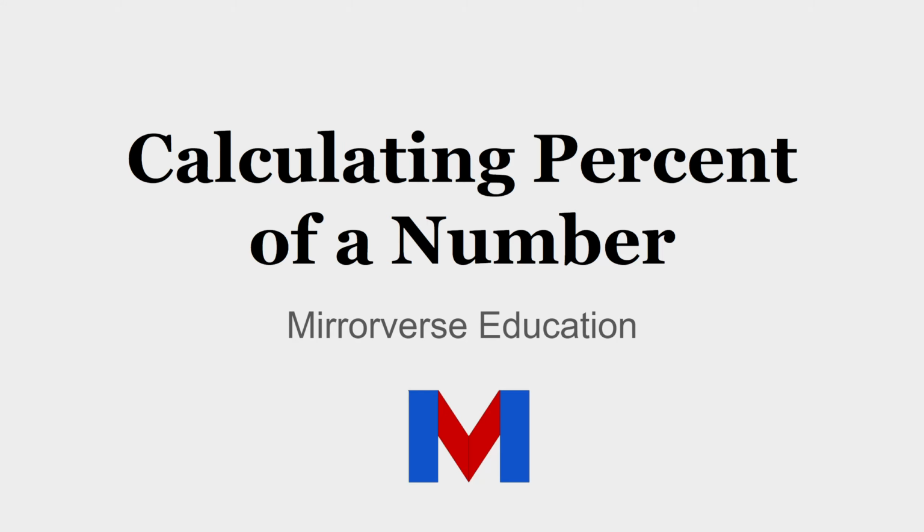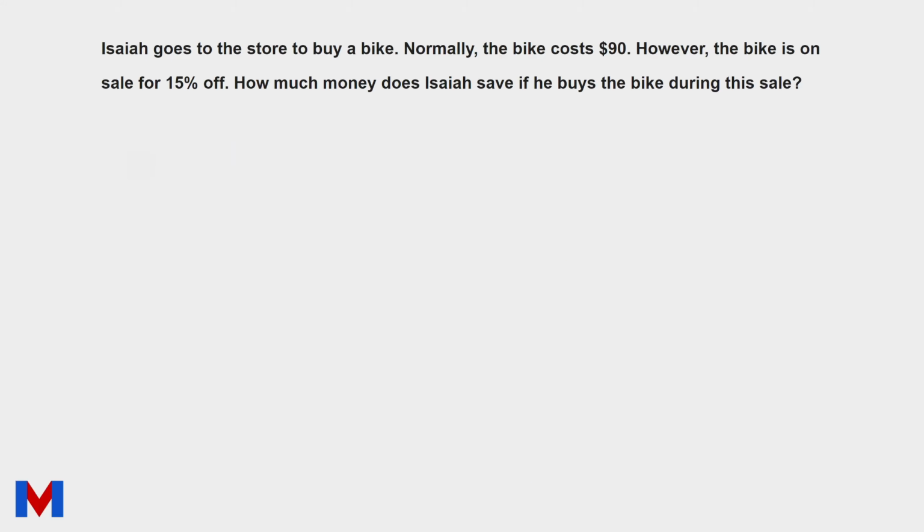Calculating percent of a number. Isaiah goes to the store to buy a bike. Normally, the bike costs $90. However, the bike is on sale for 15% off. How much money does Isaiah save if he buys the bike during this sale?